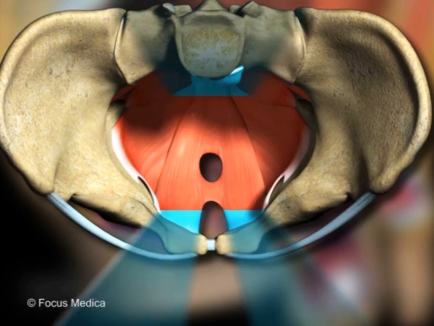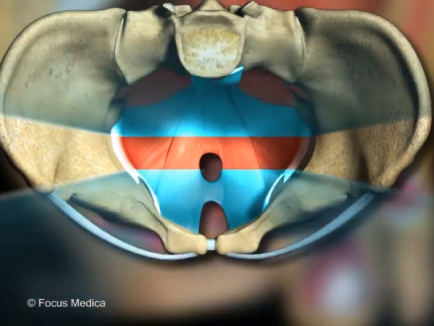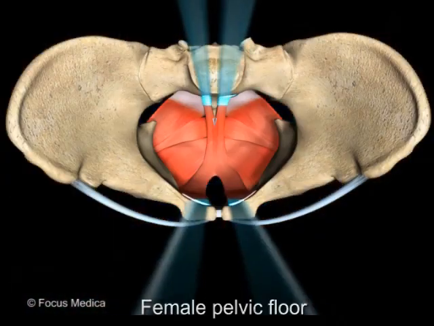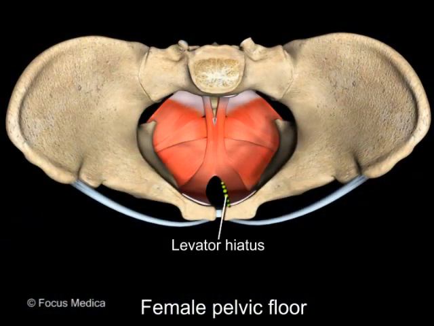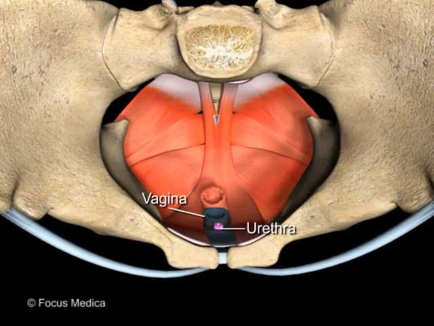Fibers arise from both sides of the pelvic wall and converge in the midline. In addition to intermixing in the midline, the fibers also encircle local viscera: urethra, vagina, anal canal.